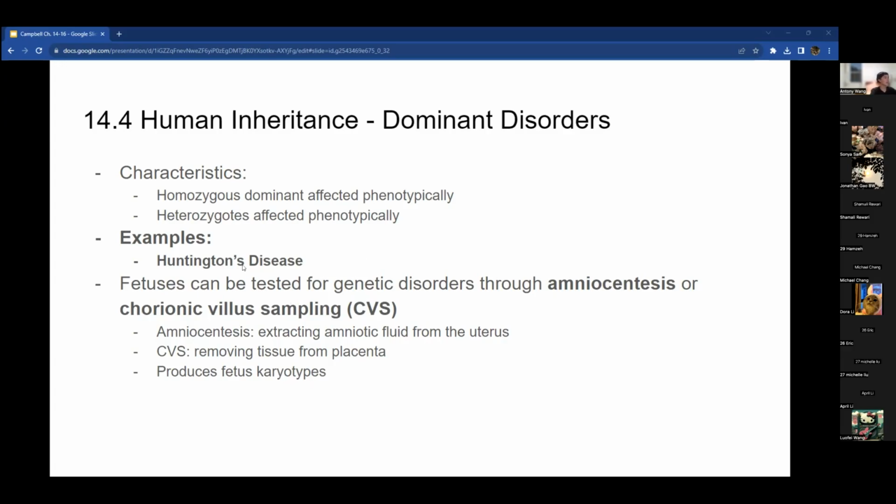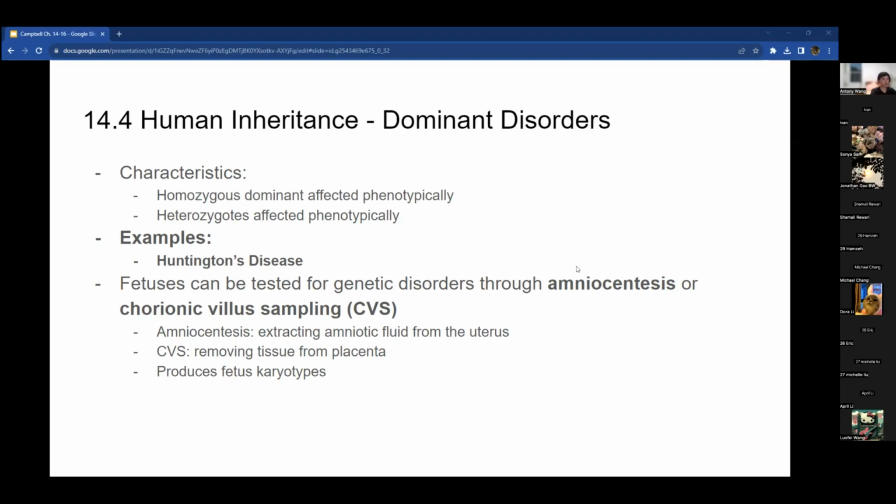You can test for dominant alleles or just in general genetic disorders through one of two ways: amniocentesis or CVS, chorionic villus sampling. So amniocentesis is when you take a needle guided by ultrasound. You extract about 10 milliliters of amniotic fluid, and then find an embryonic cell from there, culture it, and determine the karyotype. You can also sequence their DNA to find out if they have genetic diseases.